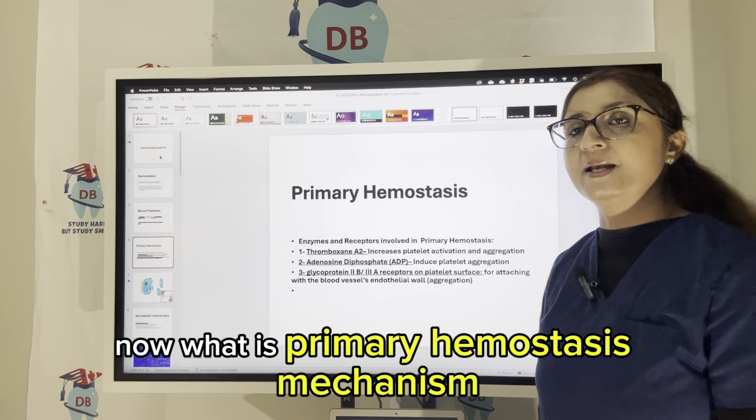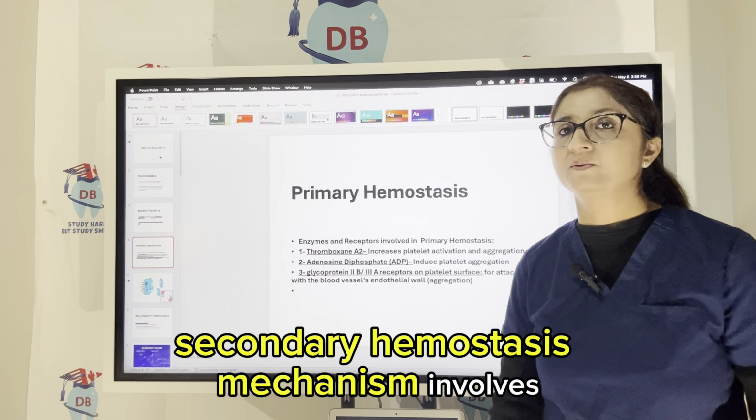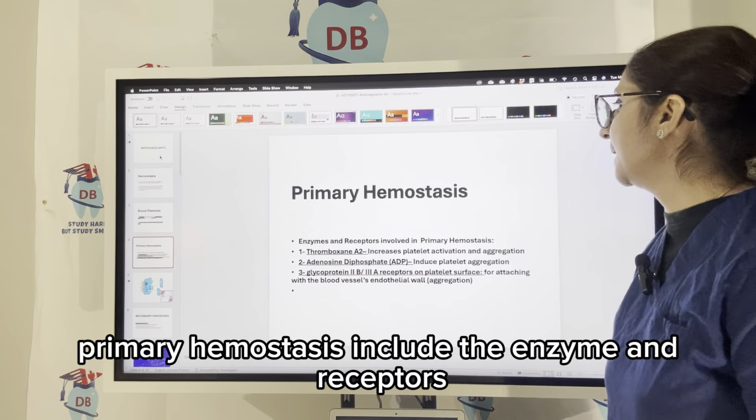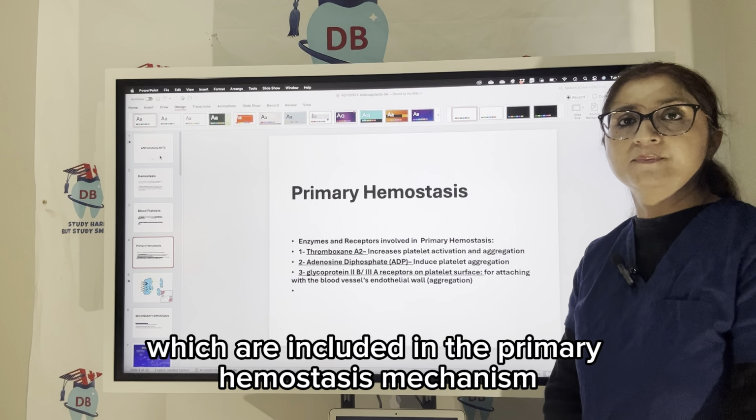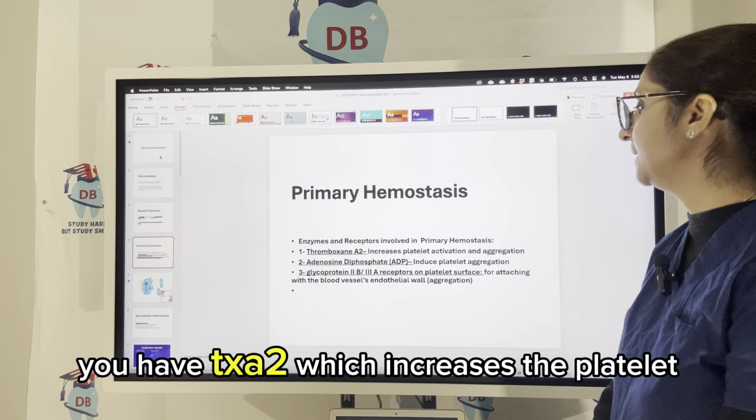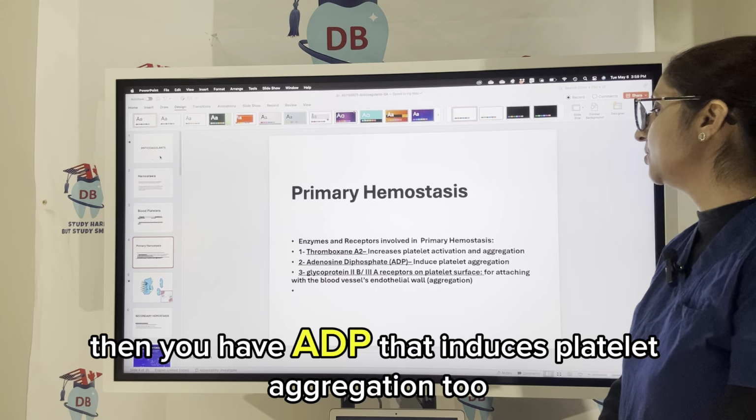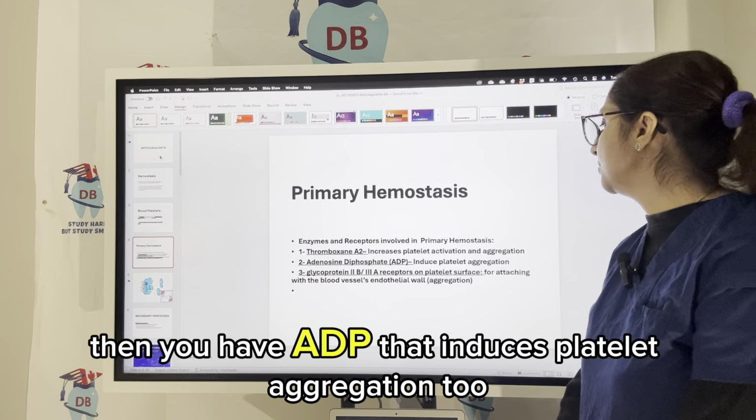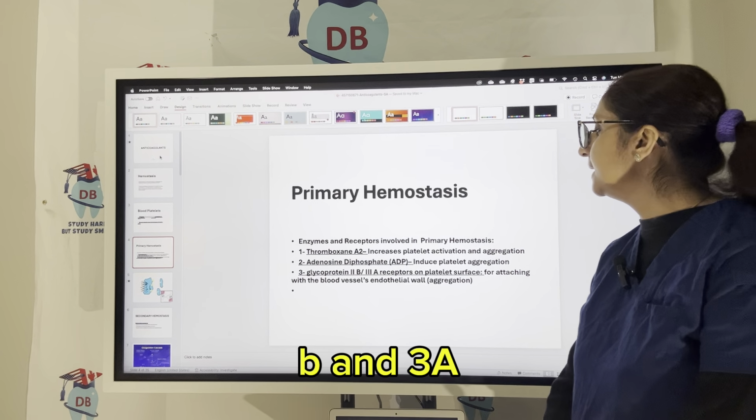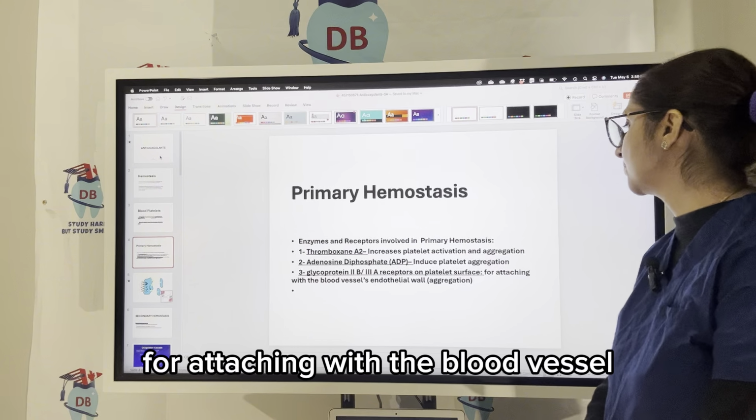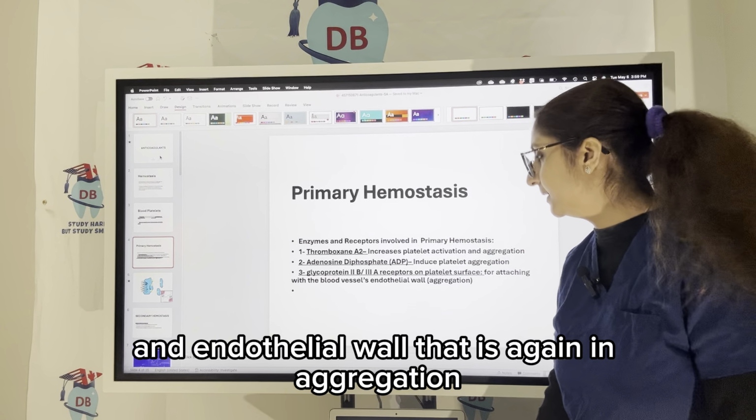blood. Now, what is primary hemostasis mechanism? That includes your platelet. Secondary hemostasis mechanism includes your clotting factors. Primary hemostasis includes the enzymes and receptors. You have TXA2, which increases the platelet activation and aggregation. Then you have ADP, that induces platelet aggregation too. Then we have glycoprotein 2B and 3A receptors on the platelet surface for attaching with the blood vessel endothelial wall, that is again in aggregation.